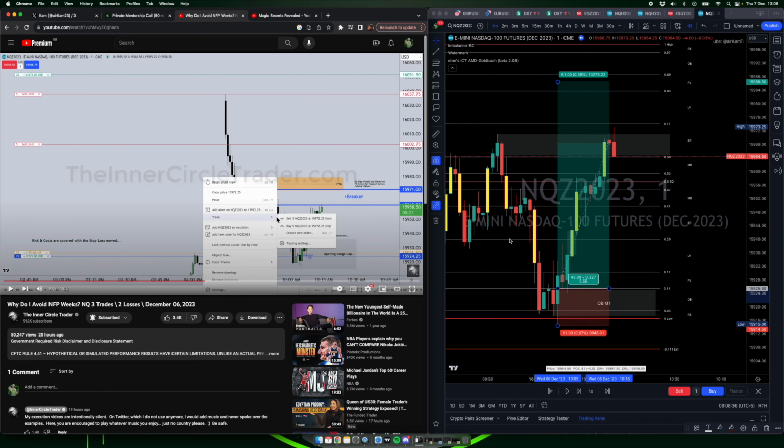And this was another concept where ICT will talk about discounts and premiums, but because you didn't know where the dealing range was, it's very difficult to know, am I in a discount? Am I in a premium? When do I come out? After EQ, you're now in a premium. You can take your partials if you want to.